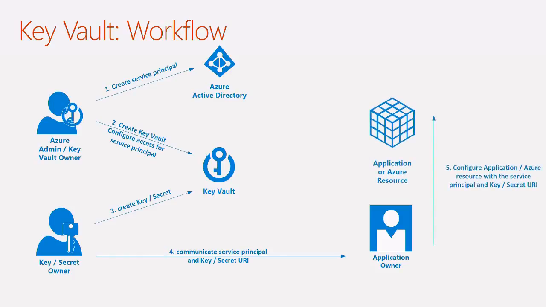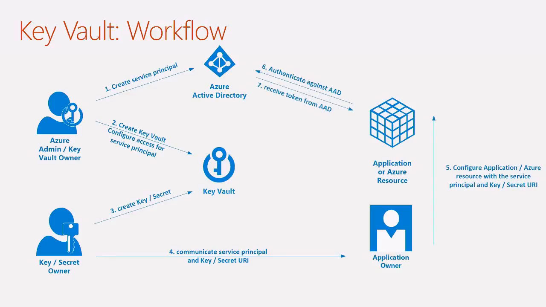The application owner is then going to configure their application on their Azure resource with that service principal information and that key and that secret URI. So that application is given the information that it needs to be authenticated by the Azure Active Directory and the reference point in the key vault where the secret or the key that we're going to use is being stored or located. So at this point in time, we still haven't actually exposed any actual secrets or credentials that have been stored in our key vault.